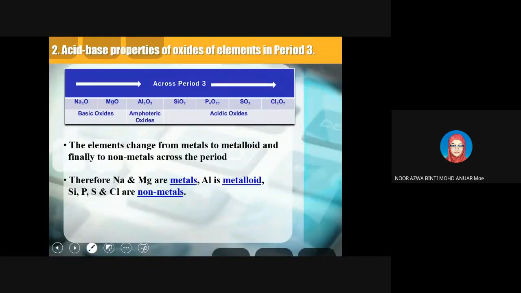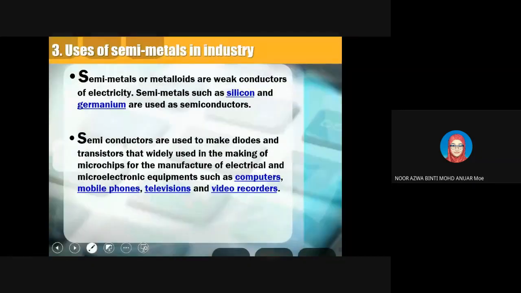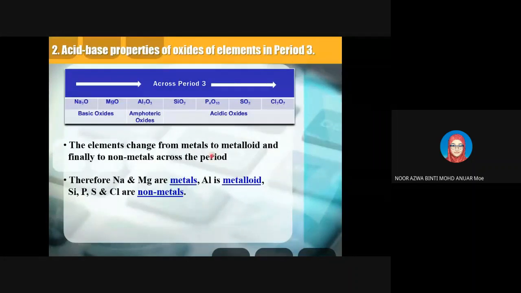Okay, and then number 2, acid-base properties. Sama juga ni. The elements change from metals to metalloid and finally to non-metals across the period. Natrium dengan magnesium ni metals, logam, aluminium is half, separa lah. Semi-metals, yang lain tu non-metals.